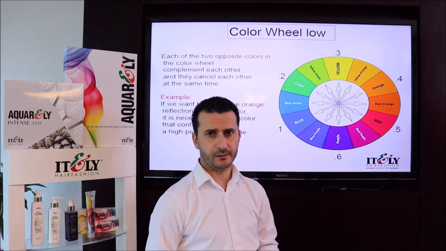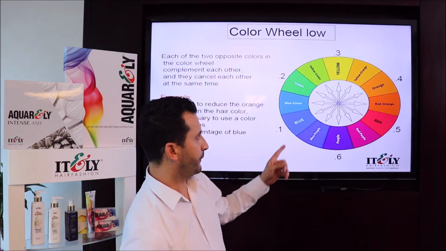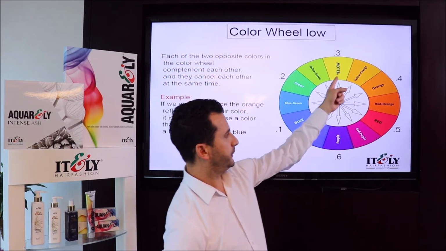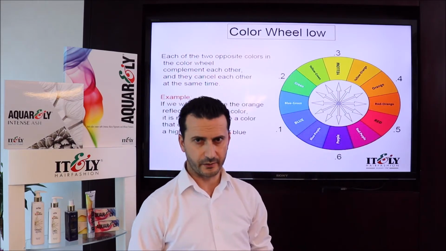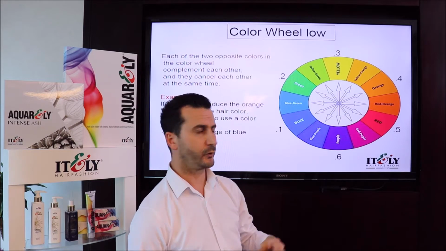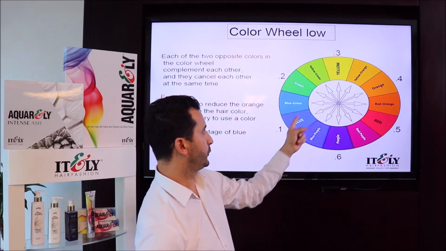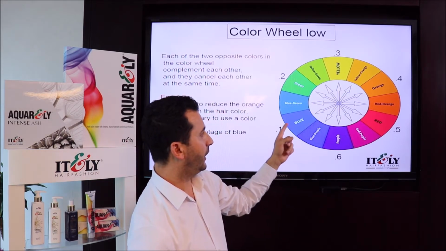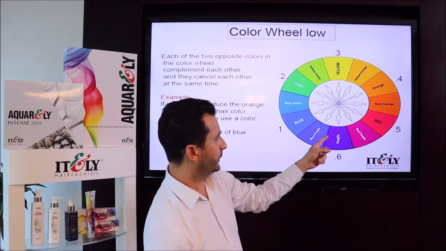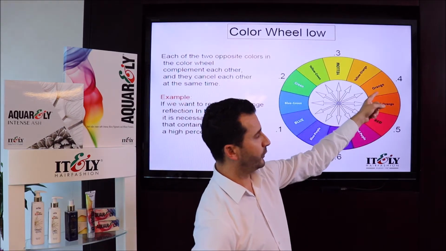If you remember, last time we talked about the primary colors, blue, yellow and red, and secondary colors. When we mix two primary colors, we get a secondary color. So blue with yellow, we get green, and blue with red, we have violet, and red with yellow, we have orange.